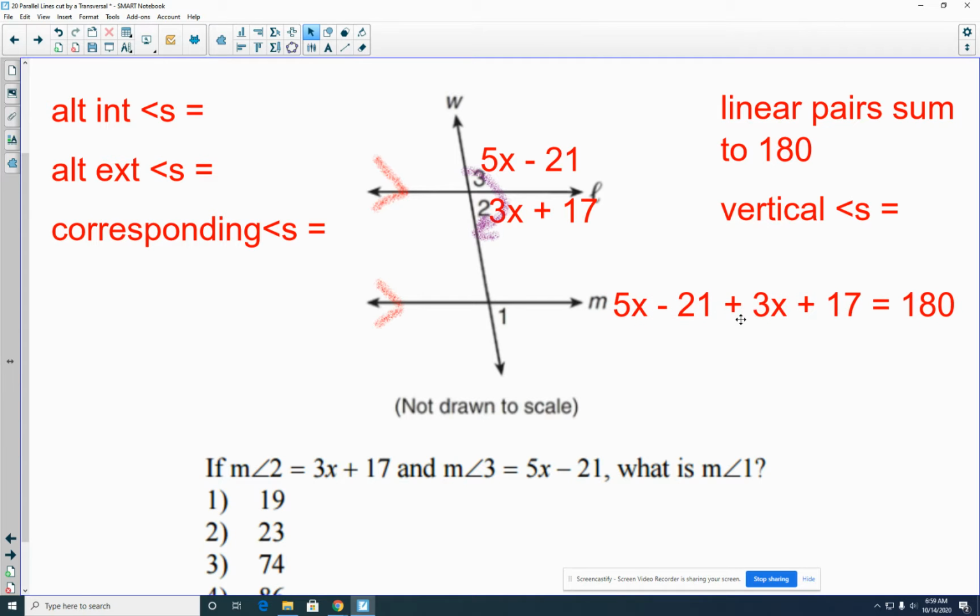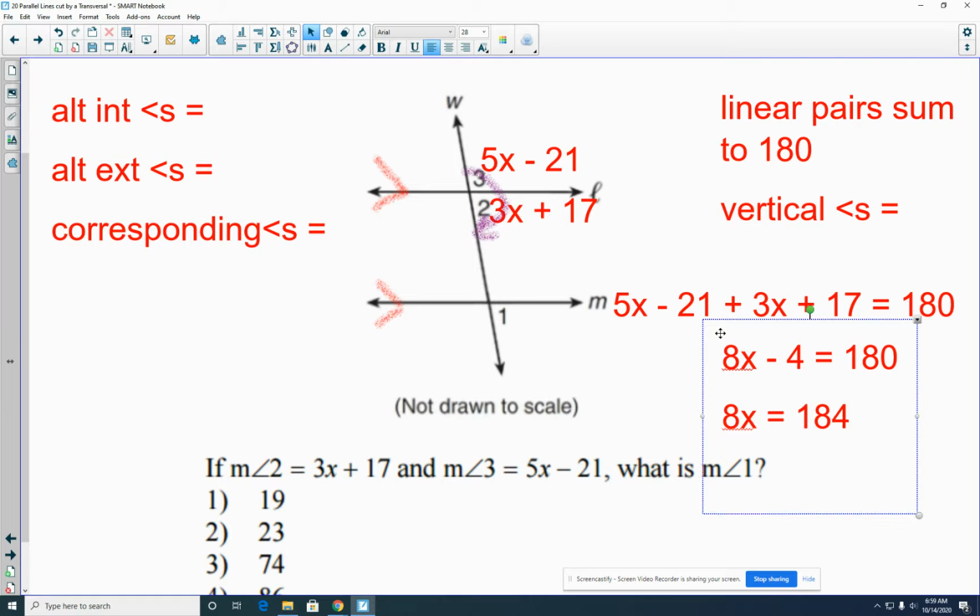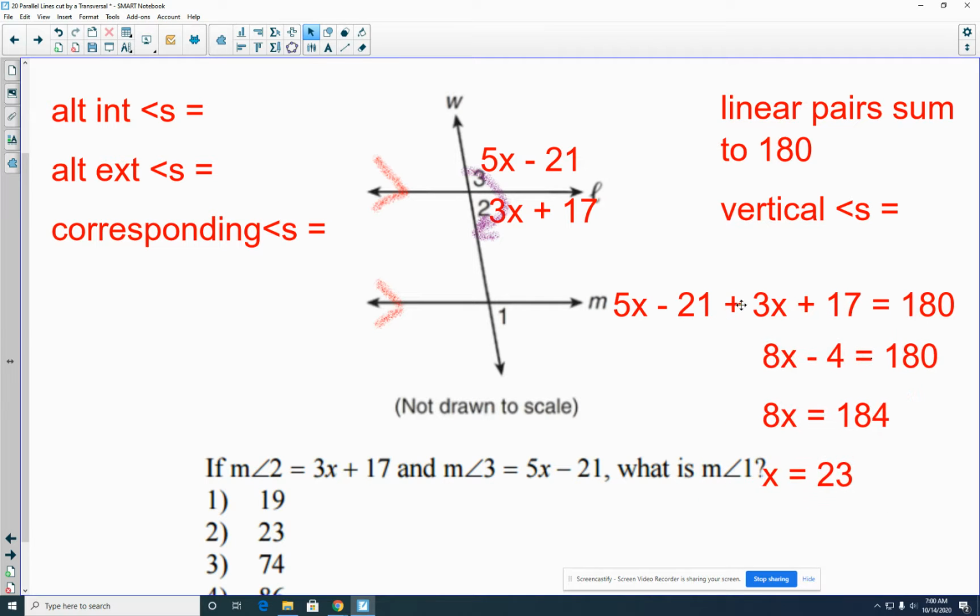So when I do that, I get 8x minus 4 equals 180. Add 4 to both sides, so 8x equals 184. Divide by 8, and I have x equals 23. Okay, so what I use here is that I have a linear pair.